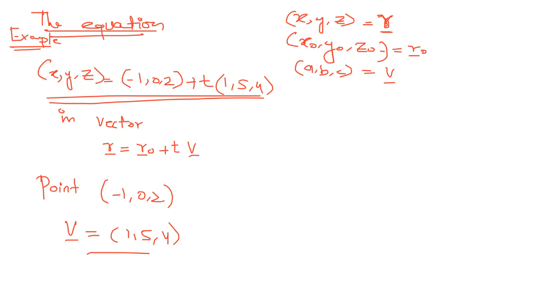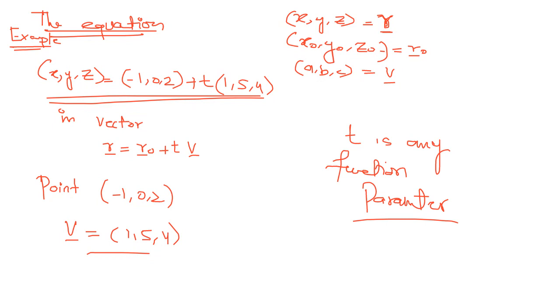Here t is any parameter. You can use any parameter. T may be time, or it may be, for example, the distance. T may be anything, it is the parameter, and it might be changed. So this is about the vector representation of the lines.